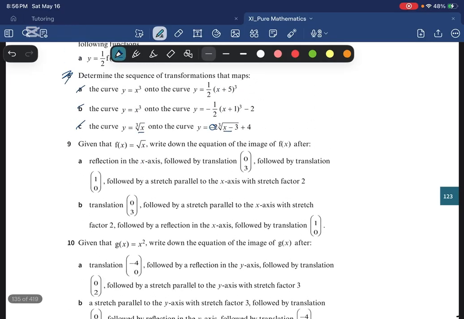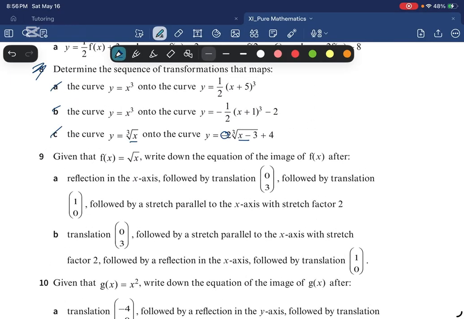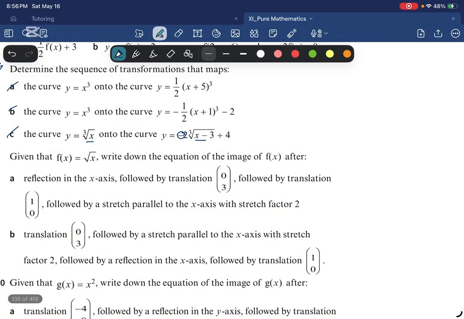Question 9. Given that f of x is square root of x, write down the equation of the image of f of x after. Okay, so we're given the transformations we want to write. So we have f of x is root x. It says reflection in the x-axis. So that gives you minus f of x, minus root x. Followed by translation 0, 3. So that is minus root x plus 3, right? You add to the y coordinate. Followed by a translation 1, comma 0. So that is minus root of x minus 1, plus 3, right?